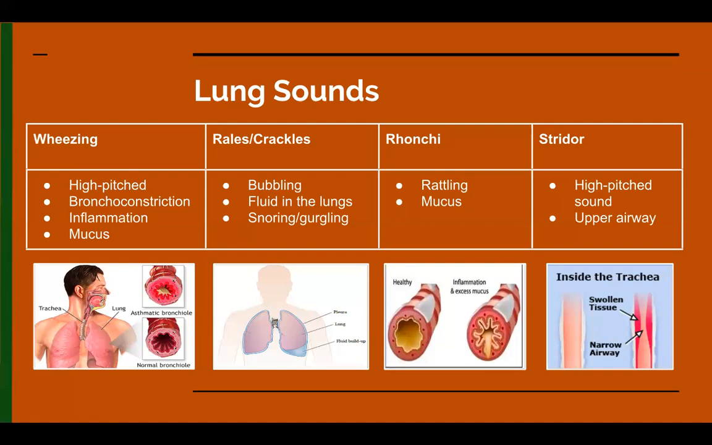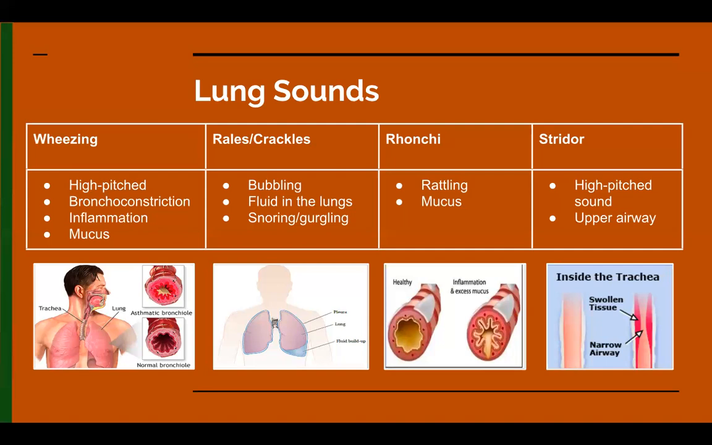So for wheezing, that's probably the one y'all hear most. I know a lot of y'all associate that with asthma attacks, and we'll get more into that later. But that's that high-pitched sound, and it basically means the bronchioles are being constricted. So you can see in the picture below, the asthmatic bronchiole is really constricted. There's also mucus in it and inflammation, so you hear that high-pitched wheezing. Then rales and crackles, that's when there's fluid in the lungs, so fluid overload, and you'll hear bubbling, snoring, gurgling. That's really common in CHF and pneumonia, for example. Wheezing is also present in CHF and COPD, so don't just think it's asthma. It can be other things as well. Then rales are common in CHF and pneumonia.